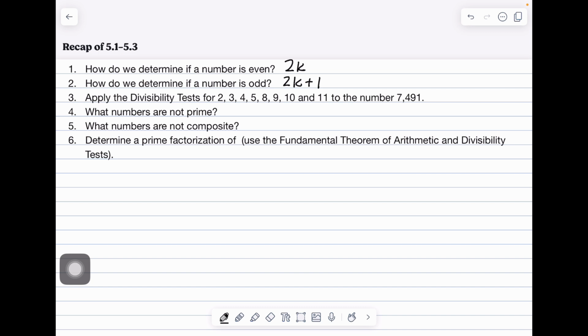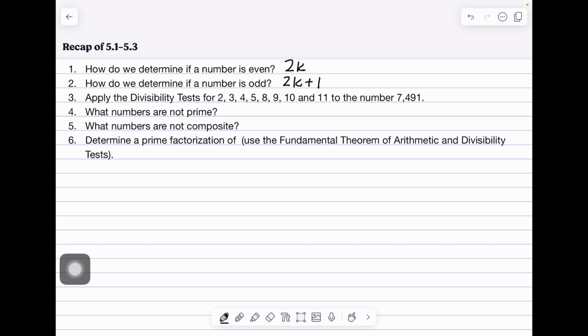Another way to think of even and odd is through skip counting, or with an array. An even number would have a rectangle. An odd number would have a rectangle with some extra blocks or squares to the side. Okay, now let's talk about divisibility tests.